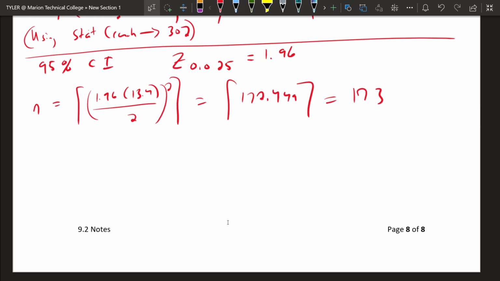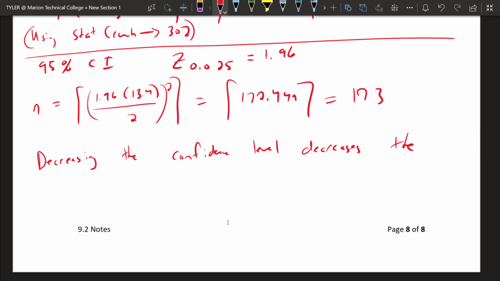So decreasing the confidence level decreases the sample size needed. All right, so that's all I have for this section. Thanks.